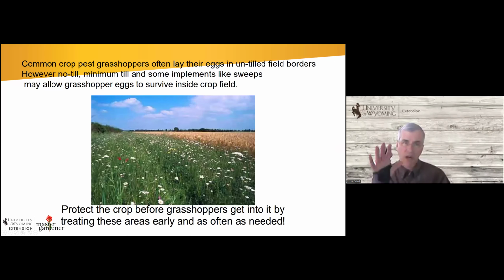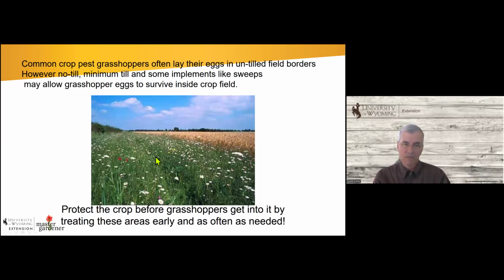Now, these common crop pest species often lay their eggs in these untilled field borders. There have been some cases in no-till and minimum till fields, where, say, they're only cultivated with implements like sweeps, which may go under the grasshopper eggs and not disrupt them enough to kill them, which can allow them to survive and hatch inside a crop field. The vast majority of crops, if they are tilled or flood irrigated out in the field, that will kill grasshopper eggs too, of these particular species.